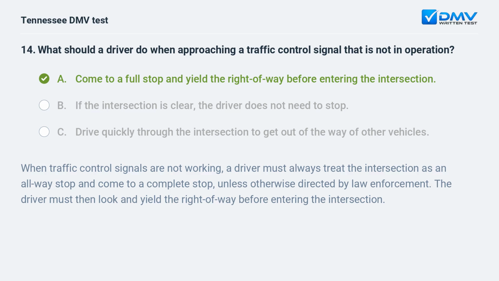When traffic control signals are not working, a driver must always treat the intersection as an all-way stop and come to a complete stop, unless otherwise directed by law enforcement. The driver must then look and yield the right-of-way before entering the intersection.